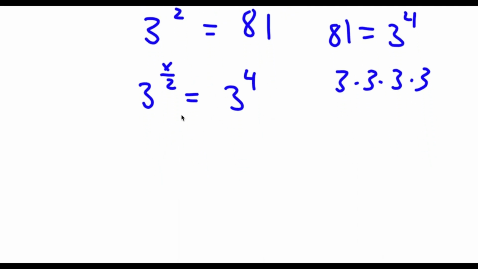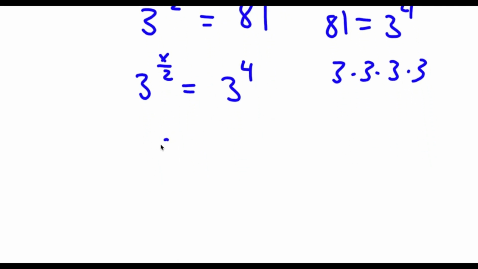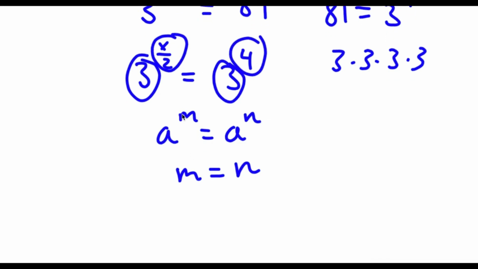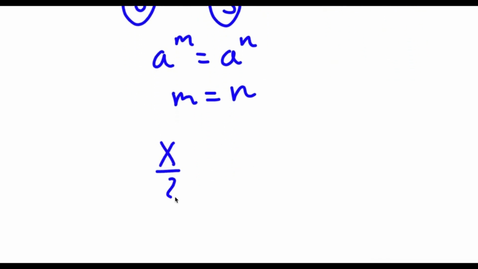Now, if I have something in the form a to the power of m is equal to a to the power of n, then this means that m is equal to n. So in this case, I have 3 to the power of x over 2 is equal to 3 to the power of 4, and notice how both of these bases are the same. Both have 3's for bases, meaning that the exponents, x over 2 and 4, these are equal to each other as well. So I have x over 2 is equal to 4.